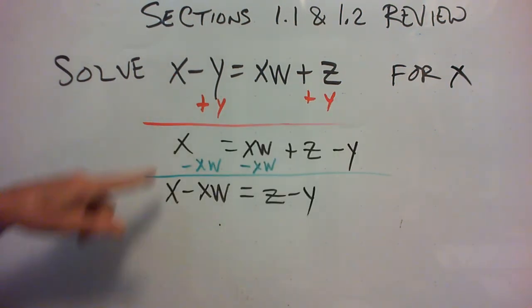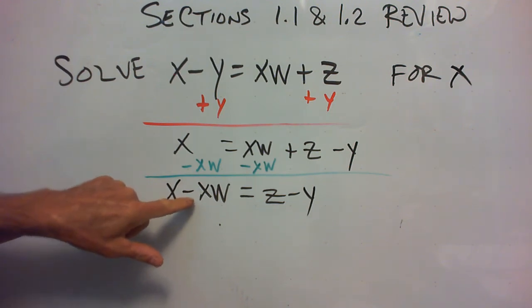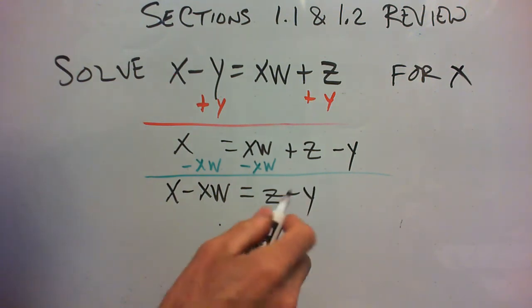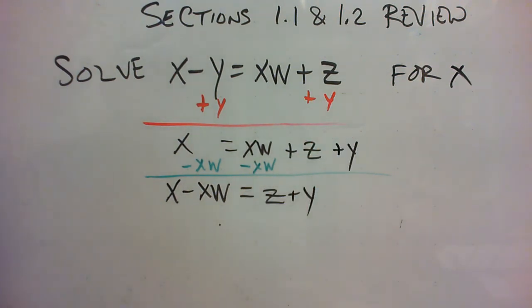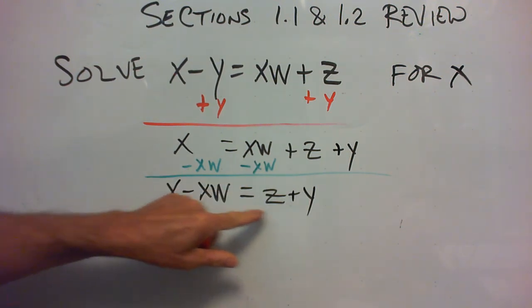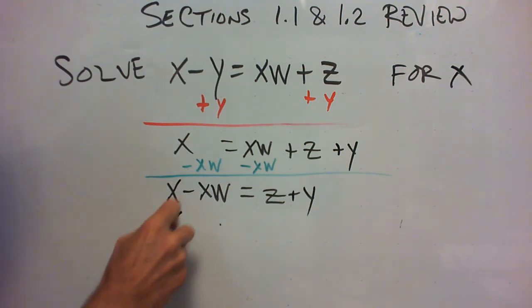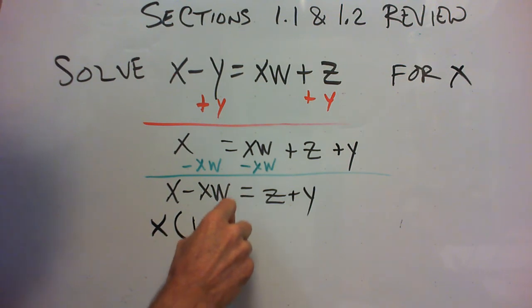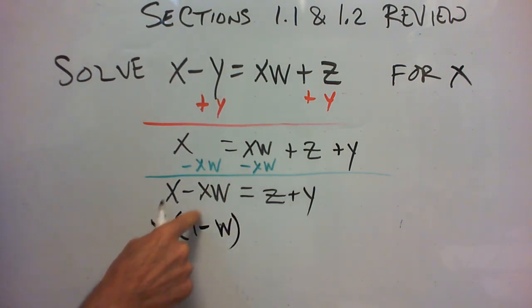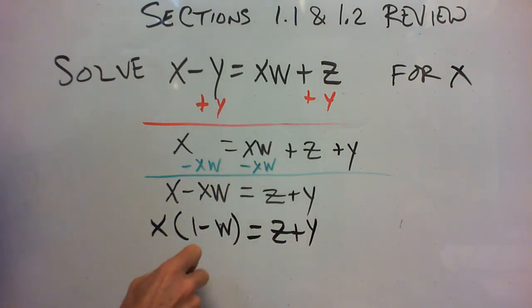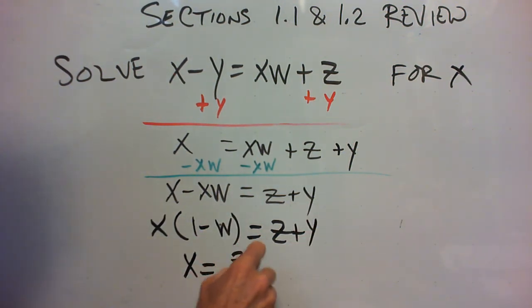Once we have all the x terms on one side, we have x minus xw. We added, that should be plus y, added y to both sides. So we have x minus xw equals z plus y. And now we just factor out our x. x times the quantity 1 minus w equals z plus y. Divide both sides by that quantity. So x equals z plus y over 1 minus w.